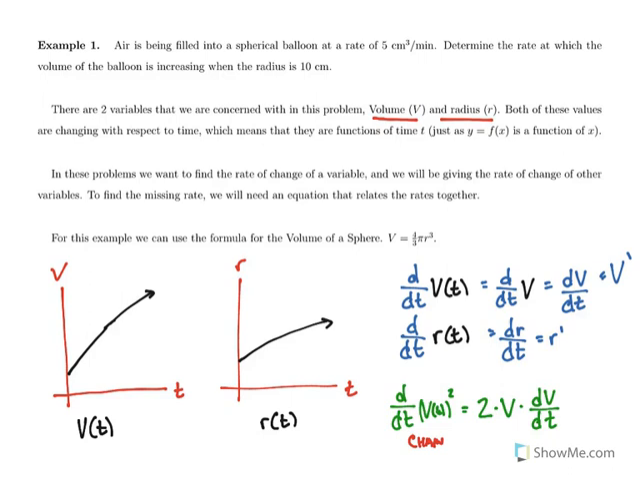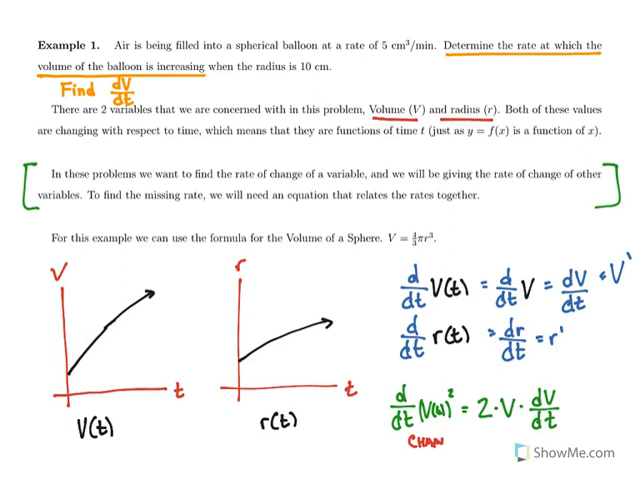In all of these related rates problems, section 4.6, we're going to be looking for the rate of change of one of the variables. That's what the question is asking for. We can see it right here in this question. Determine the rate at which the volume of the balloon is increasing. That means that we want to find dv dt. That is the rate of change of the volume.